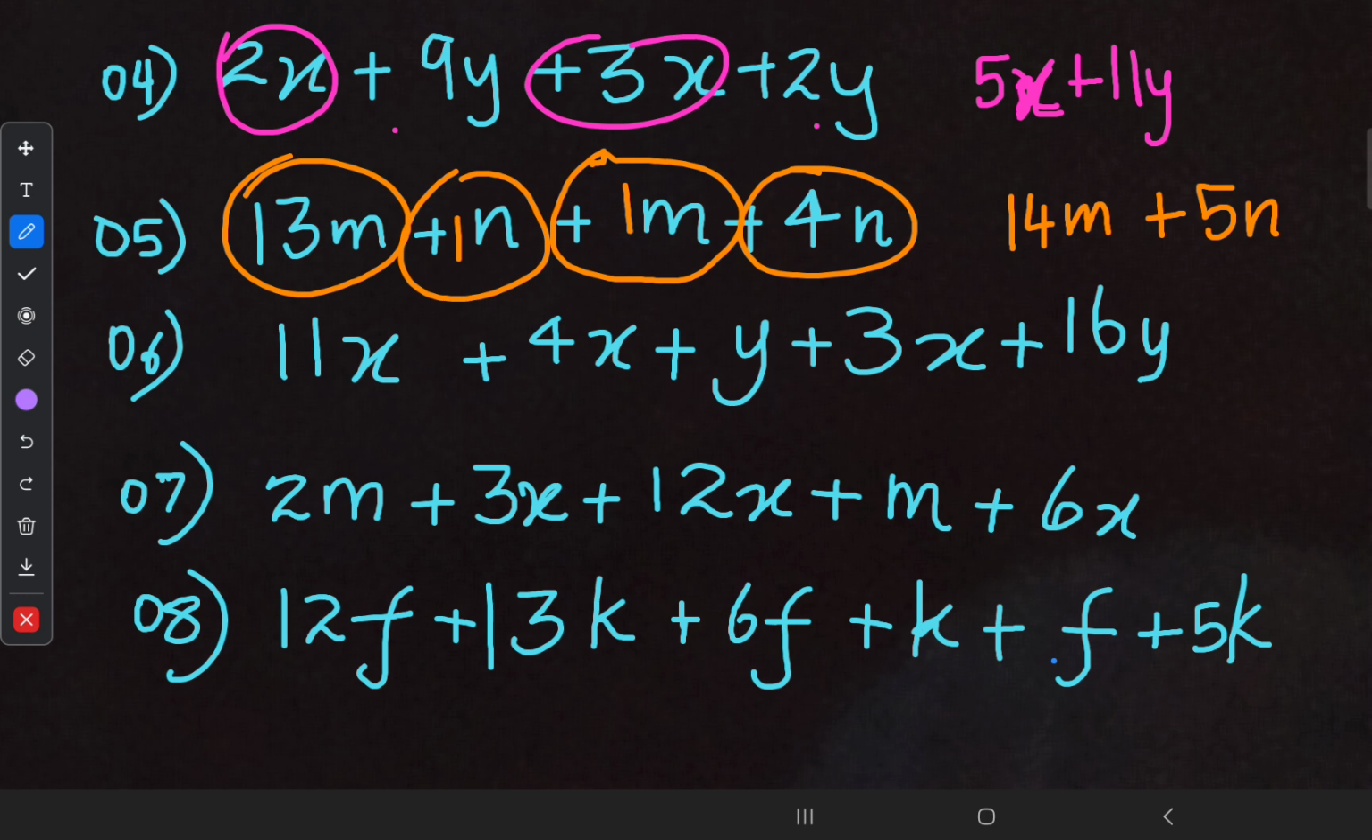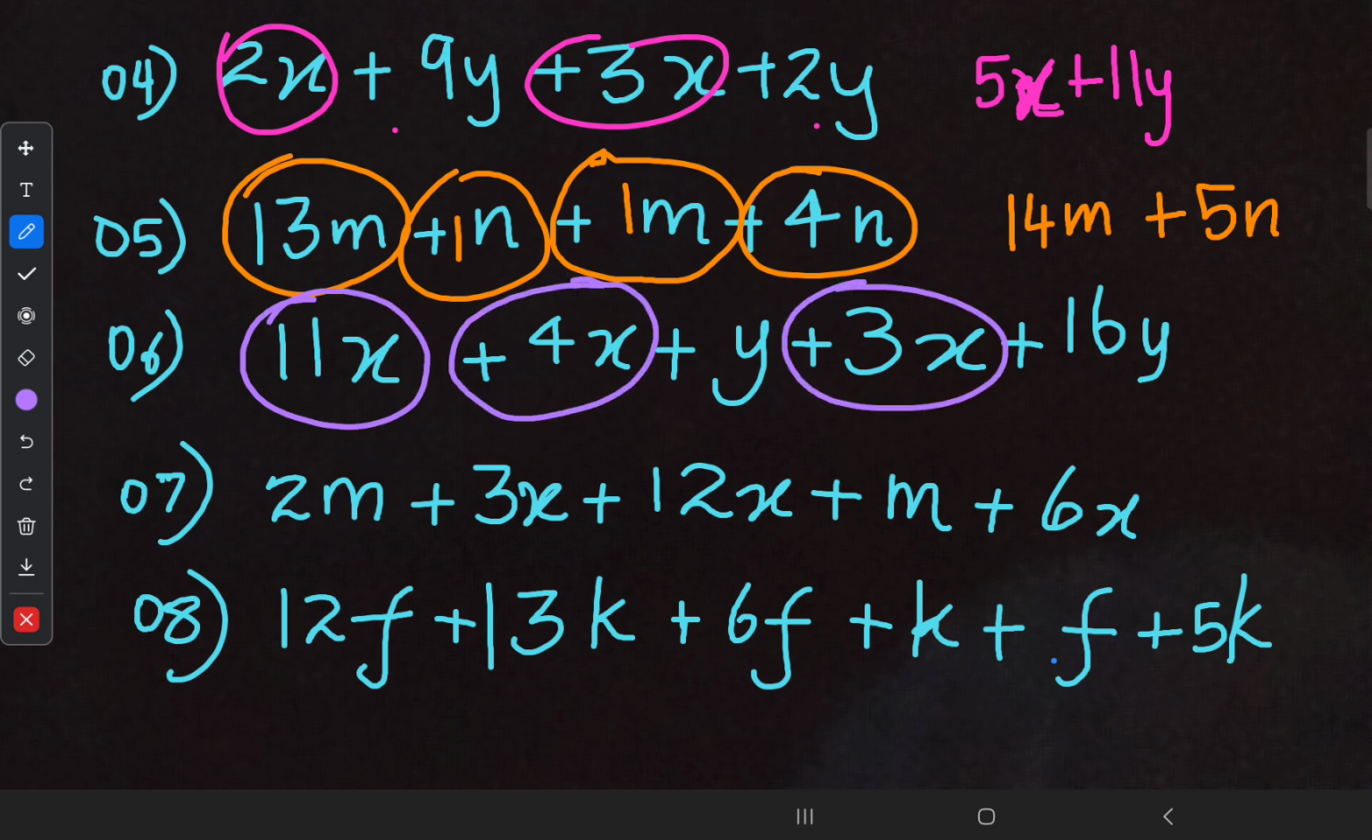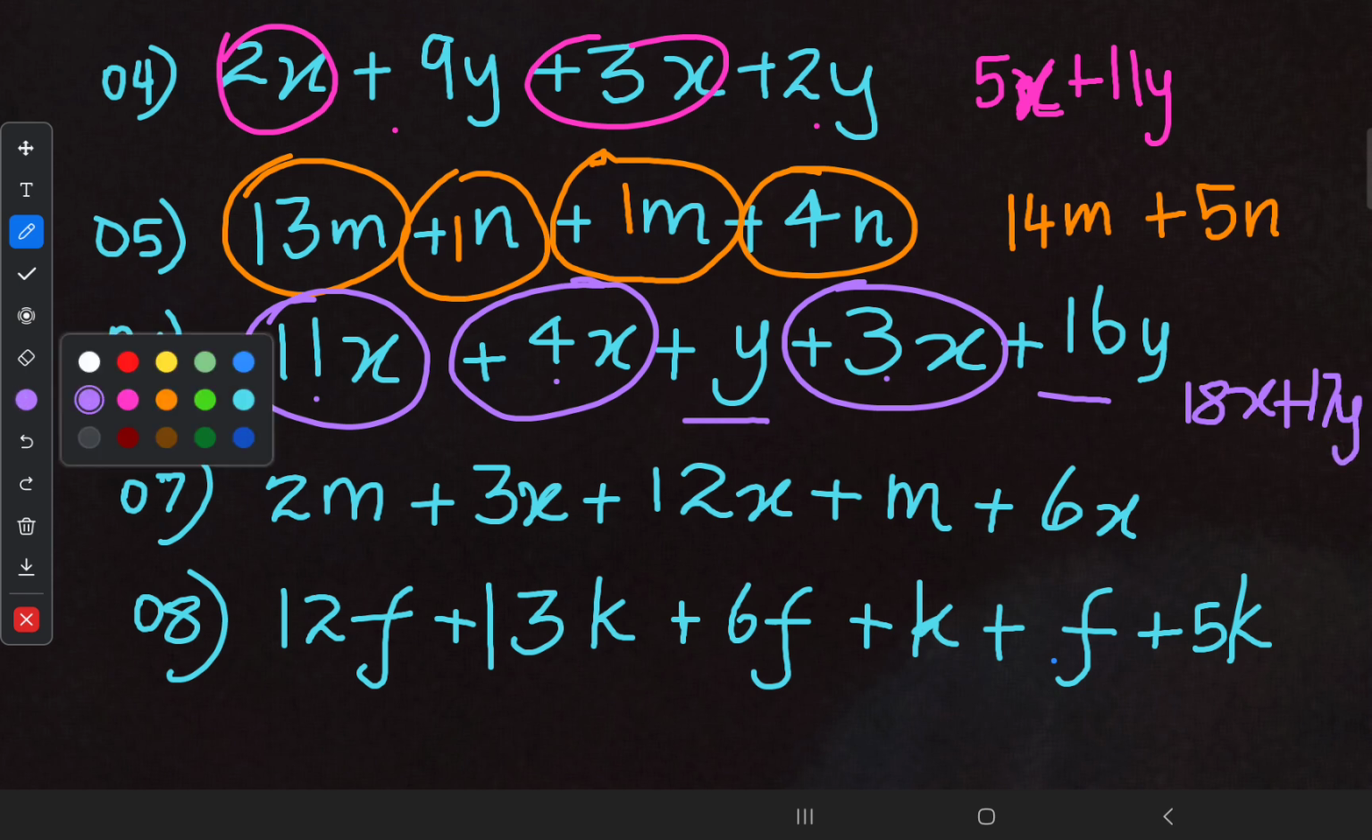Similarly, for our next question, here you can see there are so many variables, a series or sequence of variables. So you should be aware while doing these questions. 11x, 4x and 3x are the like terms. So 11 plus 4 is 15, 15 plus 3 will become 18x. Then our y, 16y plus y will become 17y. So 18x plus 17y.